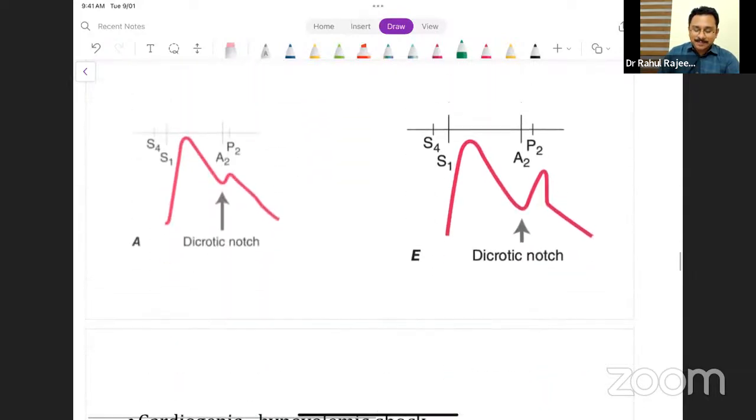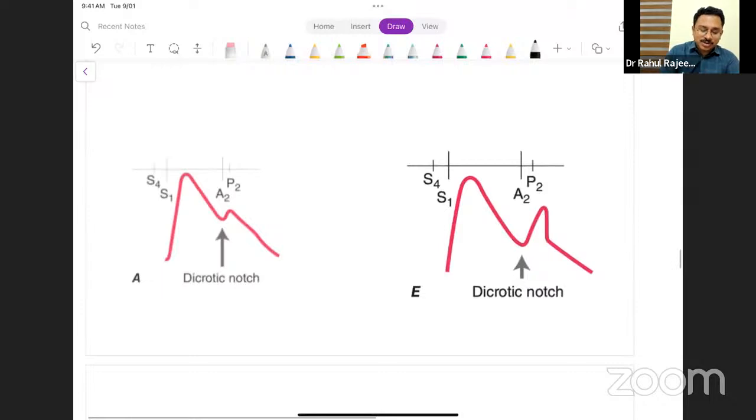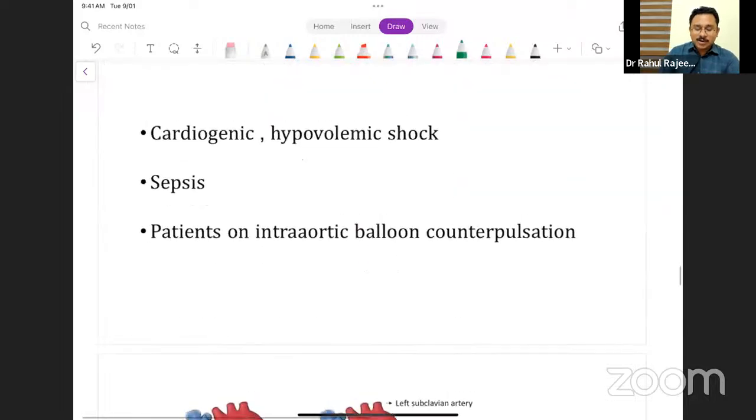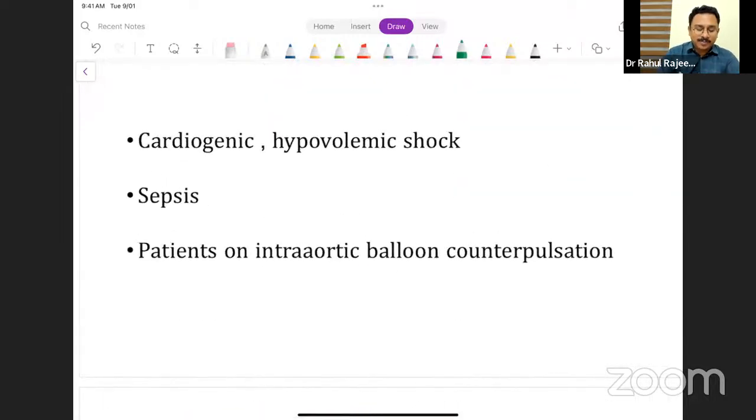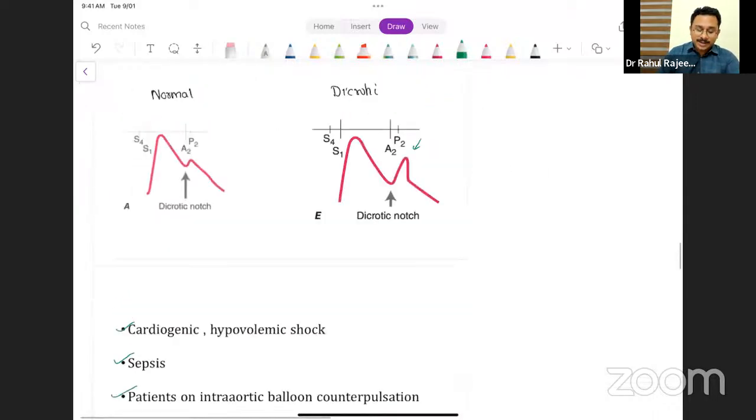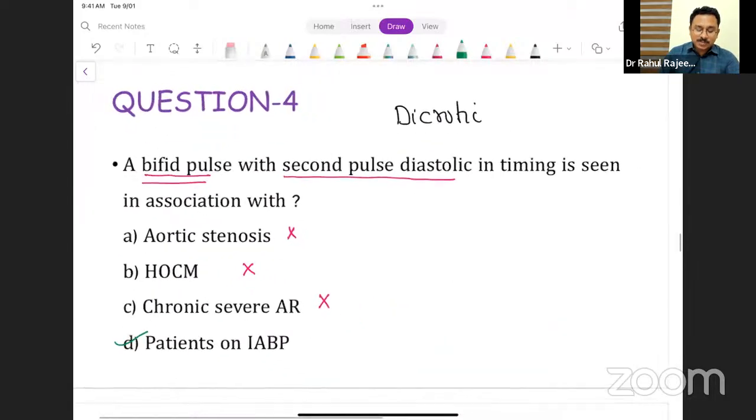So IABP, you can see the image of a normal pulse character in comparison to a dicrotic pulse. And can you see the definite peak in the diastole? Yes. And what are the conditions associated with dicrotic pulse? As I've told you in my lectures, cardiogenic shock, hypovolemic shock, sepsis, and also patients on intra-aortic balloon counterpulsation. Okay. So here, answer is option B.